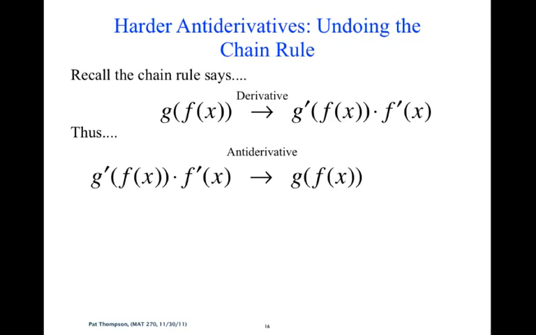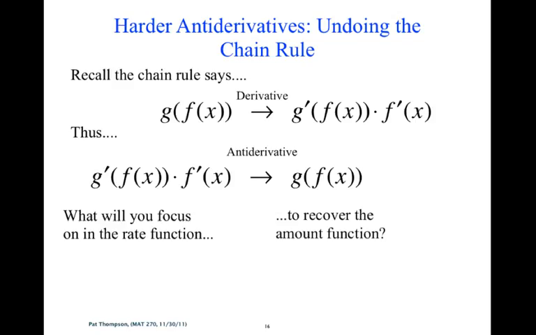So here's the key question. What will you focus on in the rate of change function to recover the amount function? Look at the amount function. This is what we want, g of f of x. So what are we going to focus on over here to recover g of f of x? What has the information we need? Is it exhibit A or exhibit B? Which exhibit has the information that we'll need to get g of f of x? Exhibit A or exhibit B?